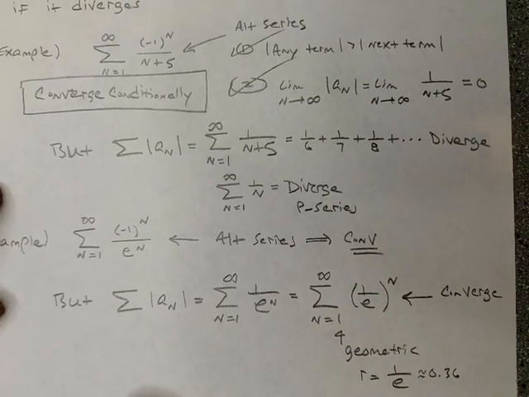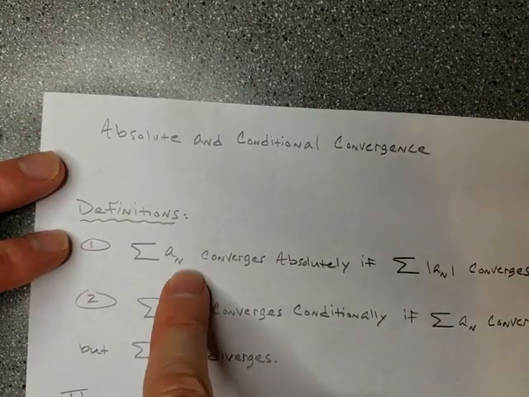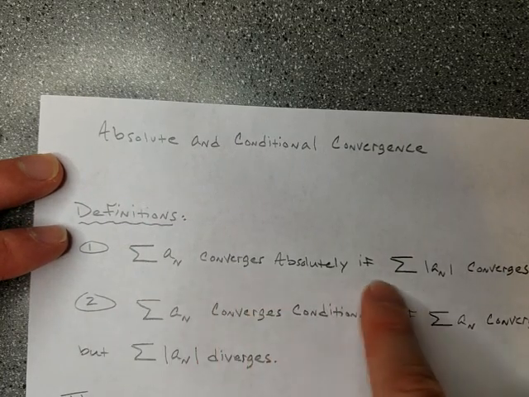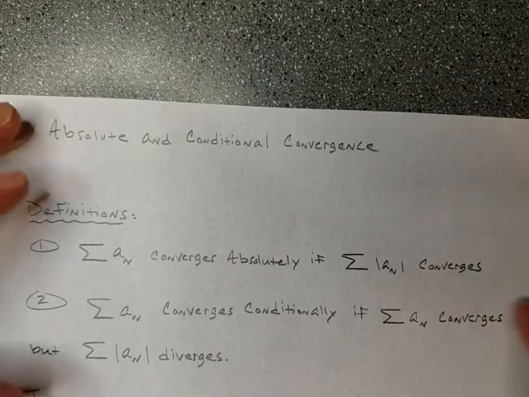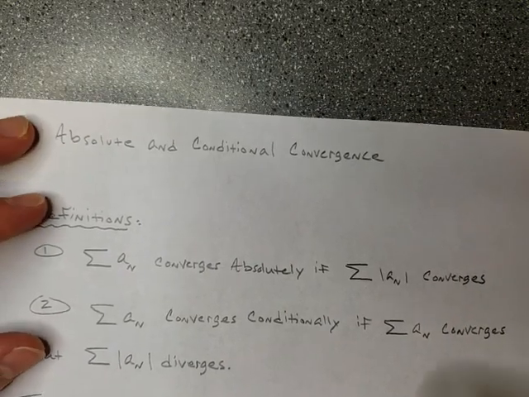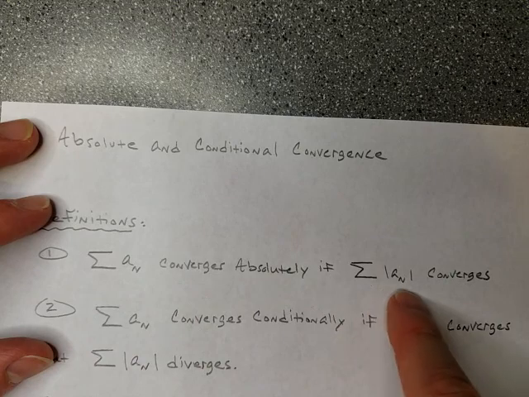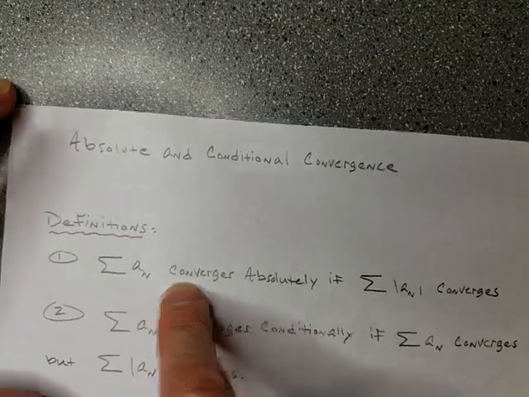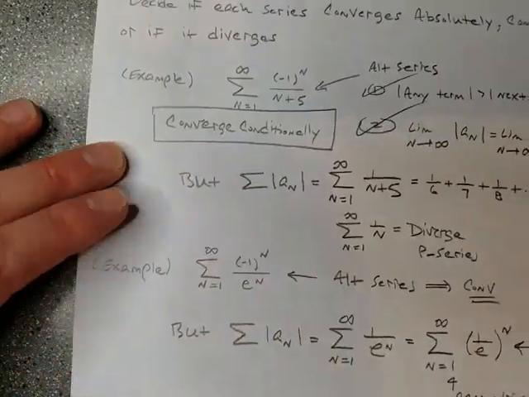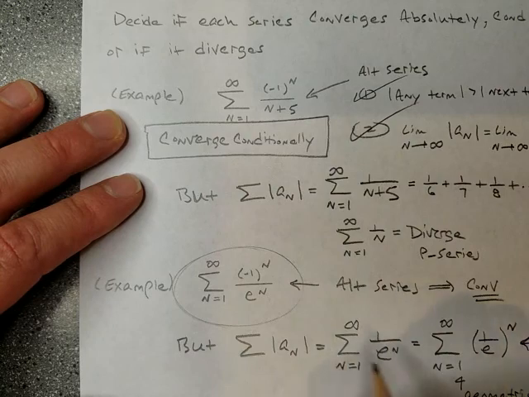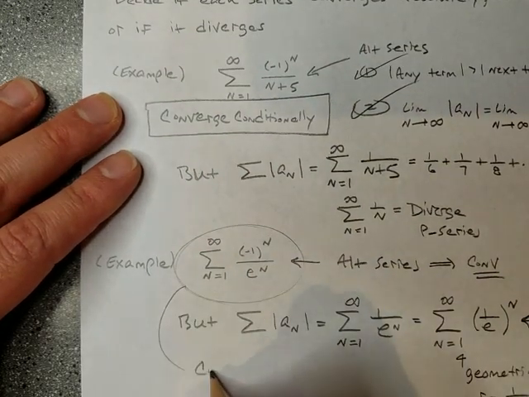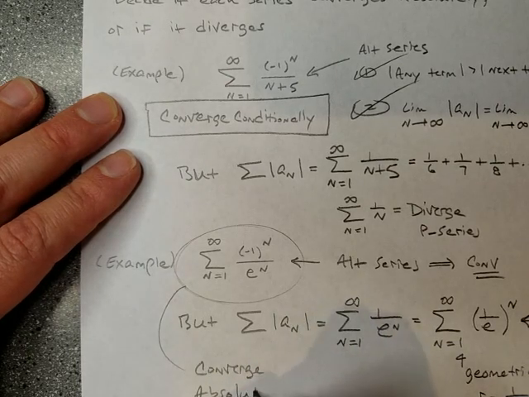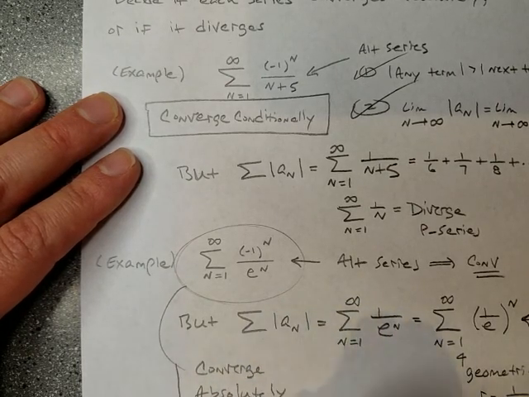So what do we say? If you have a series that converges, and it also converges if its absolute value converges, okay? Like I got this series, I made all the terms positive, and it converges. That original series, then we say converges absolutely. All right. So my final statement about this one would be that it converges absolutely. Just based on the definition.